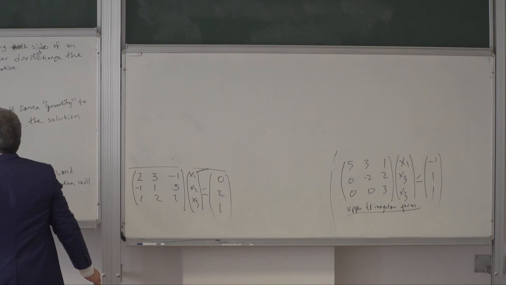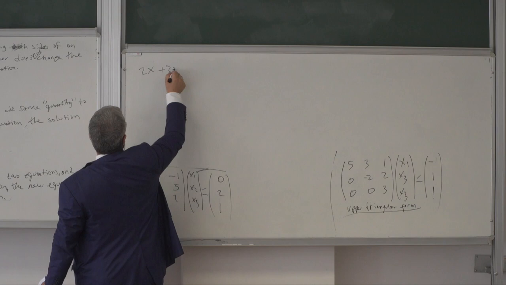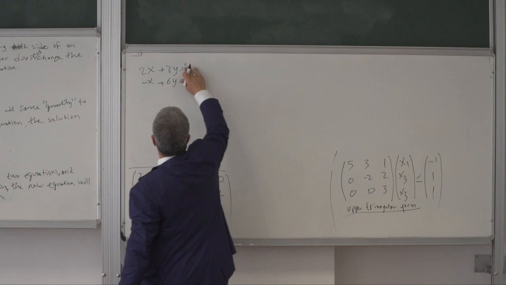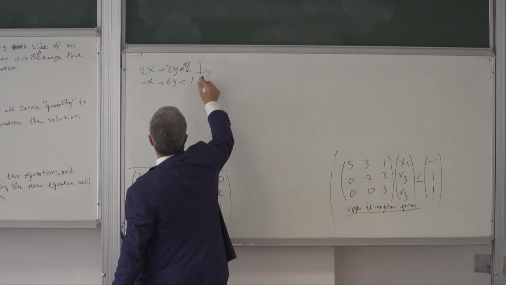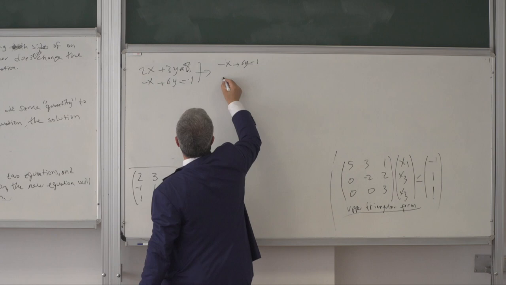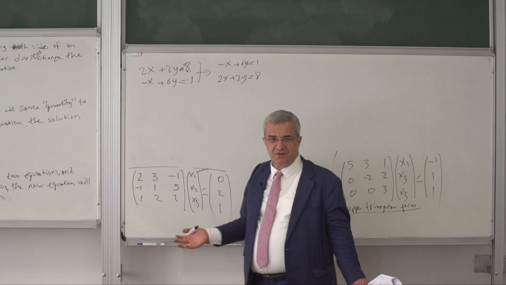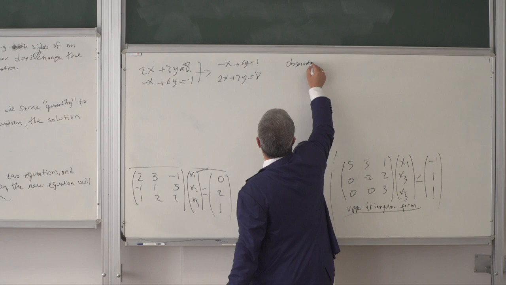If you take, let's take the same one, 2x plus 3y is equal to 8, and minus x plus 6y is equal to 1. This is a system of linear equations. If I interchange the equations, right? Minus x plus 6y is equal to 1, and 2x plus 3y is equal to 8. Obviously, these two systems of linear equations have the same solution. So when you interchange the rows, there is nothing complicated. Everything is so trivial, but so useful.